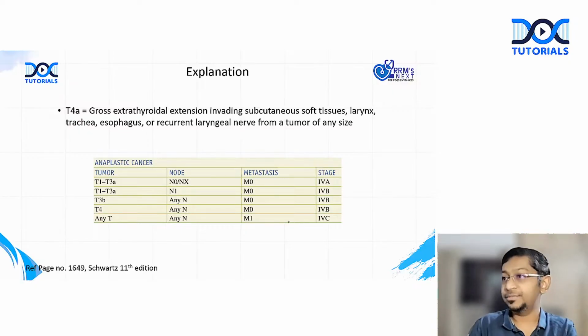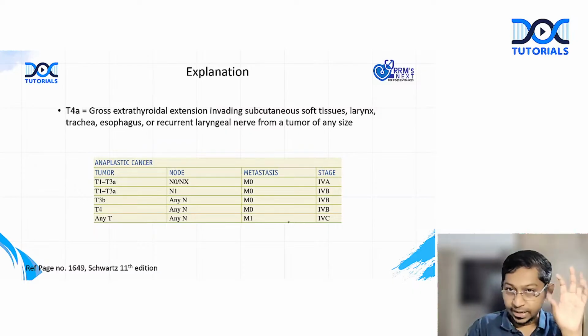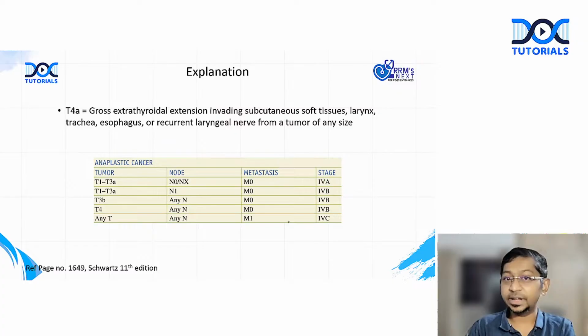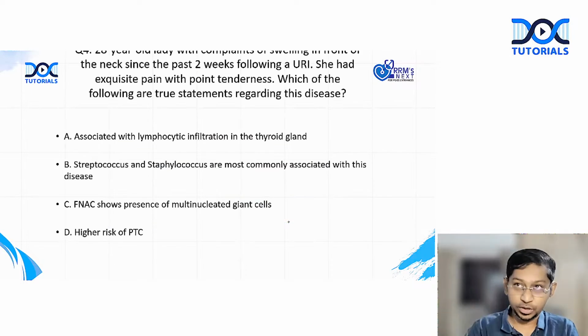Any node positive will become stage 4B. So completely intrathyroidal with no extrathyroidal extension, with no nodes, non-metastatic, only those are restricted to stage 4A. So straight away it starts only with stage 4. So important concept to understand. Let's go to the next question.